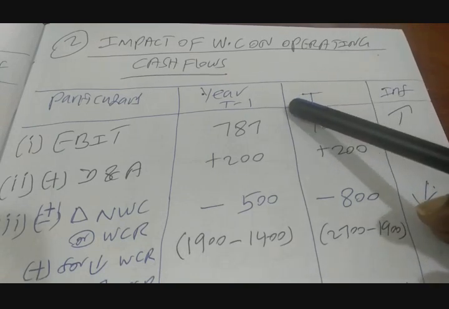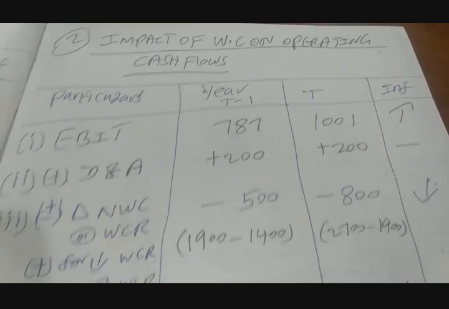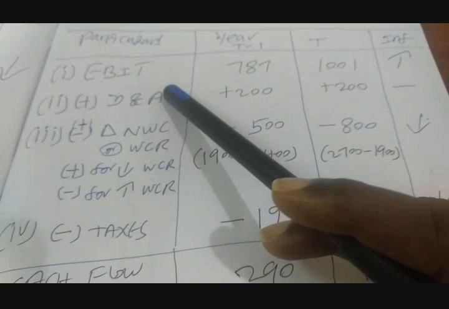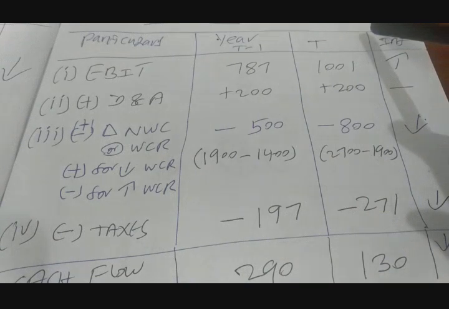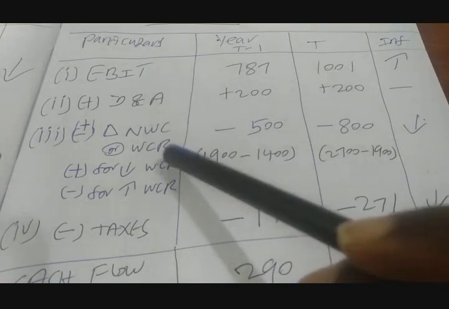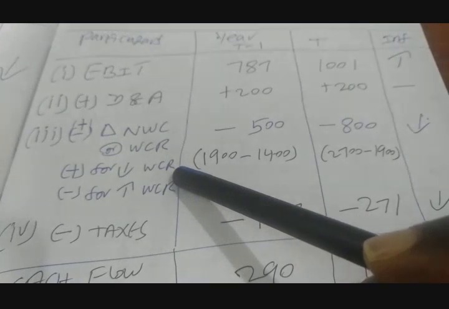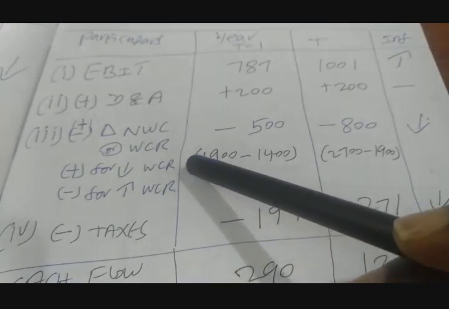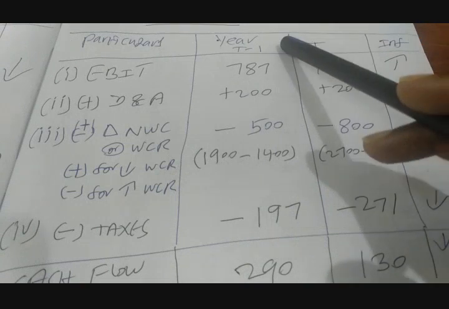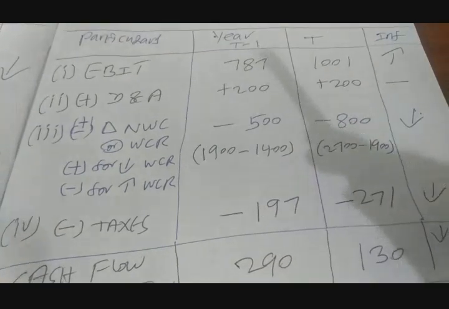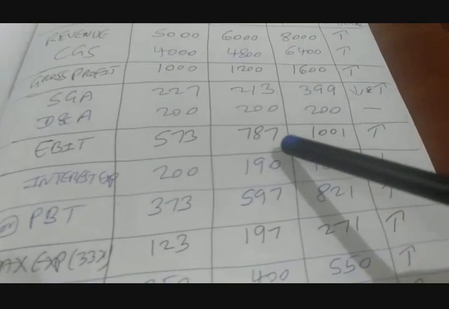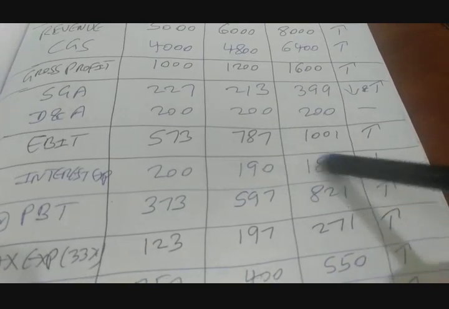So let's look at the company for 3 years. Let's start with EBIT, for year T minus 1 and T. We are not considering year T minus 2 because we need to have delta working capital, and we can't find that since we don't have year T minus 3. So out of 3 years we are taking only year T minus 1 and year T. Let's go to the income statement and look at the number of EBIT. EBIT for T minus 1 is 787 and EBIT for T is 1001 crores.